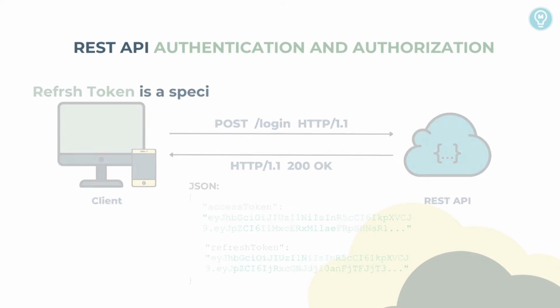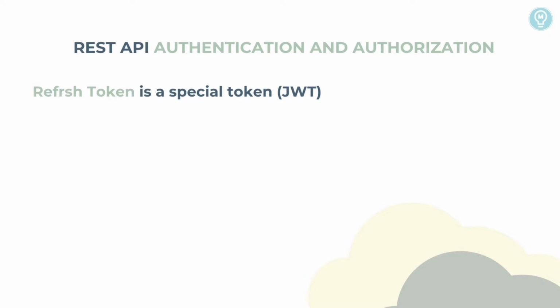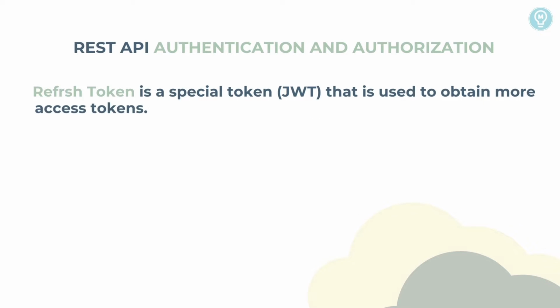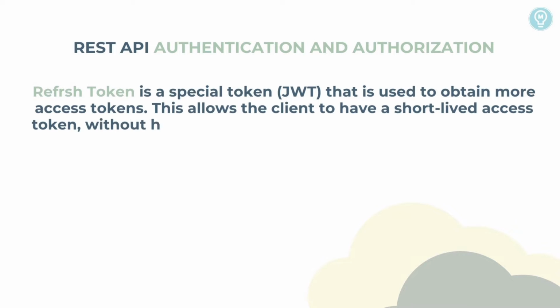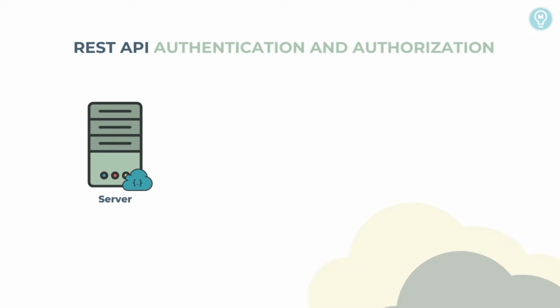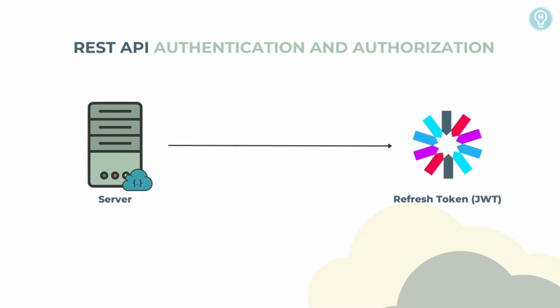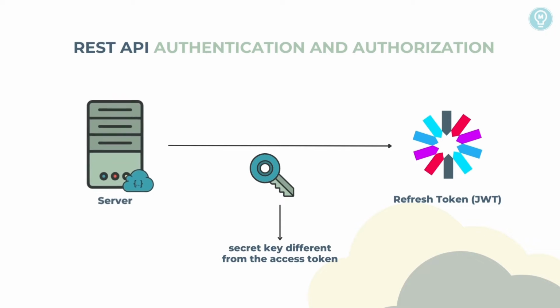The refresh token is a special JSON Web Token that is used to obtain more access tokens. This allows the client to have a short-lived access token without having to collect credentials every time it expires. When the API server creates the refresh token, it signs it with a secret key, different from the access token's, that again only the server knows.